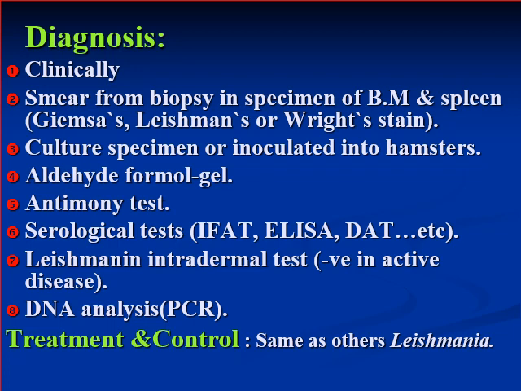These tests are not used now. We have serological tests like IFAT, ELISA, direct agglutination, and other tests. We have the leishmanin intradermal test or Montenegro test. It should be noted that this test is negative in active disease, so it is not used now. And we have DNA analysis, or PCR. Control and treatment are the same as other Leishmania, but here the treatment is systemic.